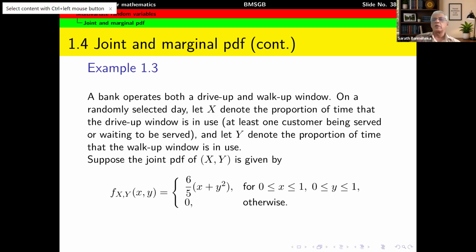So here x can be going from 0 to 1. Y also can be going from 0 to 1. There is no restriction in terms of x as a function of y. Right. So therefore, the support here is actually a complete rectangle, x from 0 to 1 and y from 0 to 1.